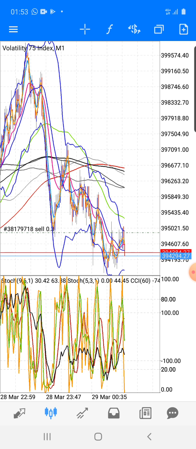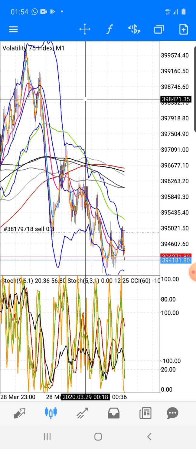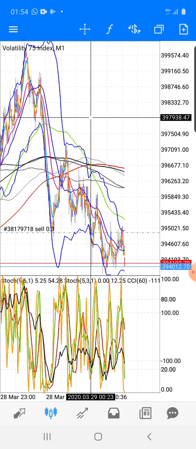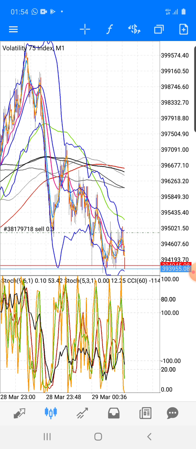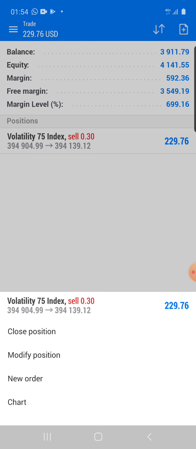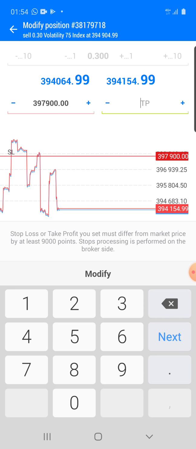Alright, so let's put in our stop. That level, if I use the crosshair to check, is 397,790. Or let's just say 397,900. So let's change this to 397,900. That's it there, 397,900.